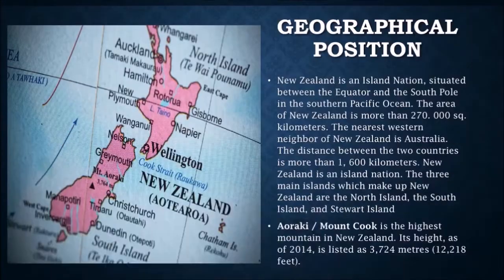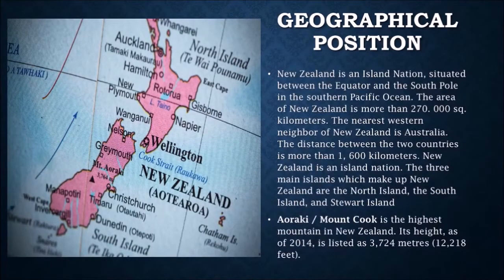Okay, let's start. Geographical position. New Zealand is an island nation situated between the equator and the South Pole in the southern Pacific Ocean. The area of New Zealand is more than 270,000 square kilometers. The nearest western neighbor of New Zealand is Australia. The three main islands which make up New Zealand are the North Island, the South Island, and the Stewart Island.